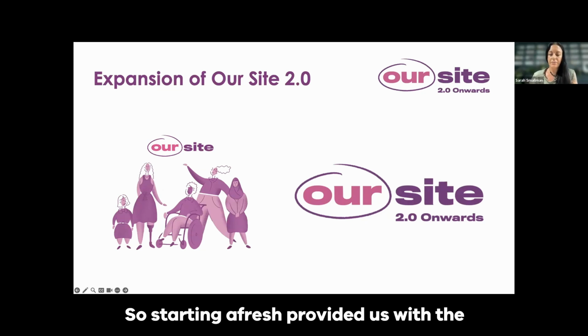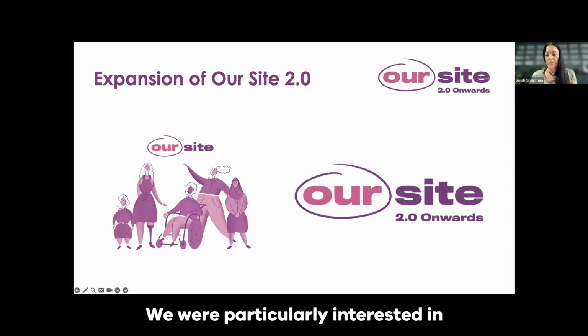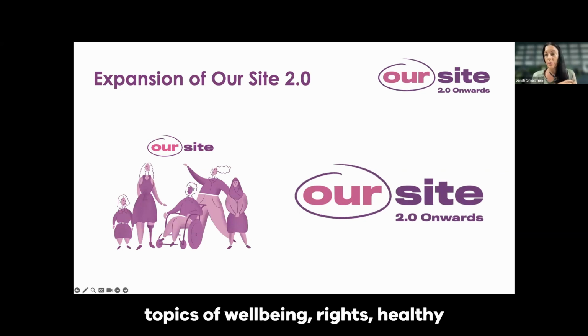So starting afresh provided us with the opportunity to assess all processes and approaches used in developing our site. We were particularly interested in enhancing the accessibility of this new web-based resource. And our aim is to provide relevant and accessible information for both women with disabilities, their families, and also supporting professionals on the topics of well-being, rights, healthy relationships, and the prevention of violence and abuse.